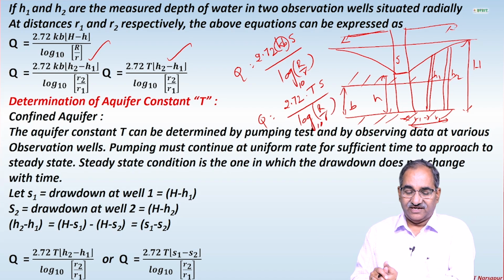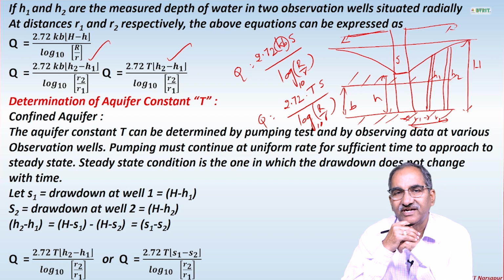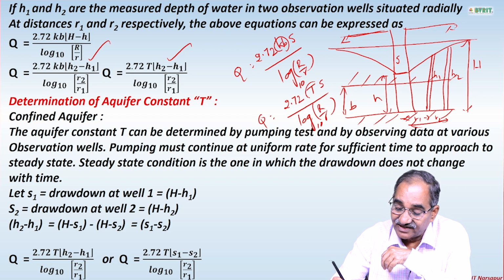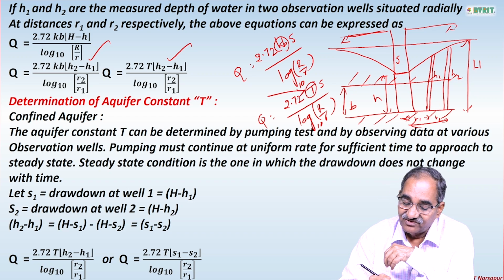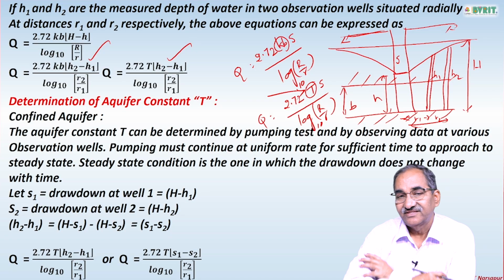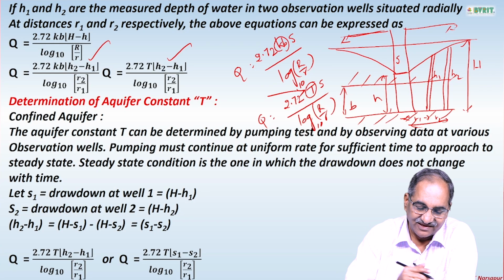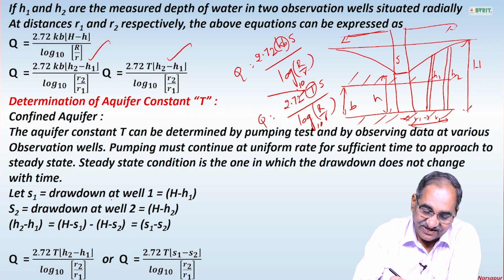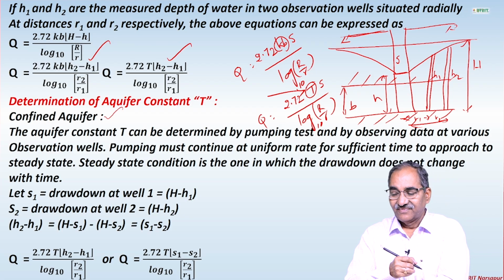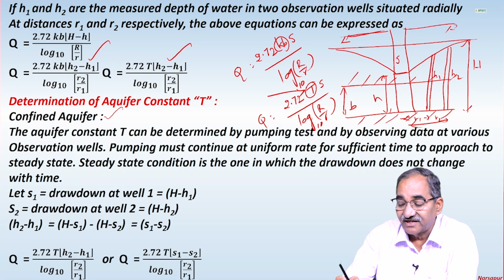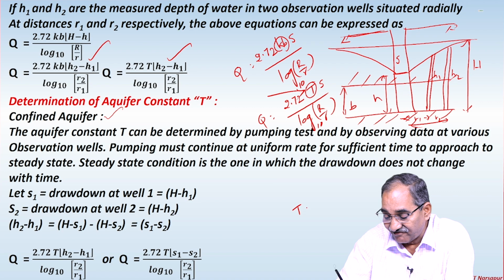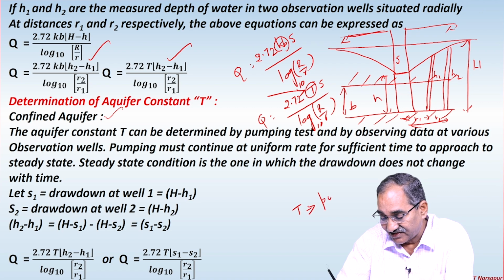That's all basically here. Now, how to determine these aquifer constants? This is the thing. So, aquifer constant is the transmissibility. How to determine that transmissibility? So, for a confined aquifer, I will just show you the path. Right? Normally, this transmissibility T can be found out by pumping test.